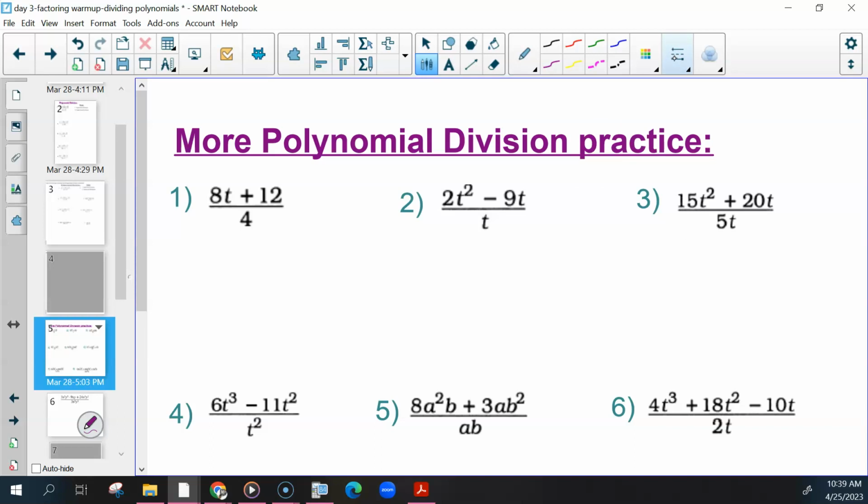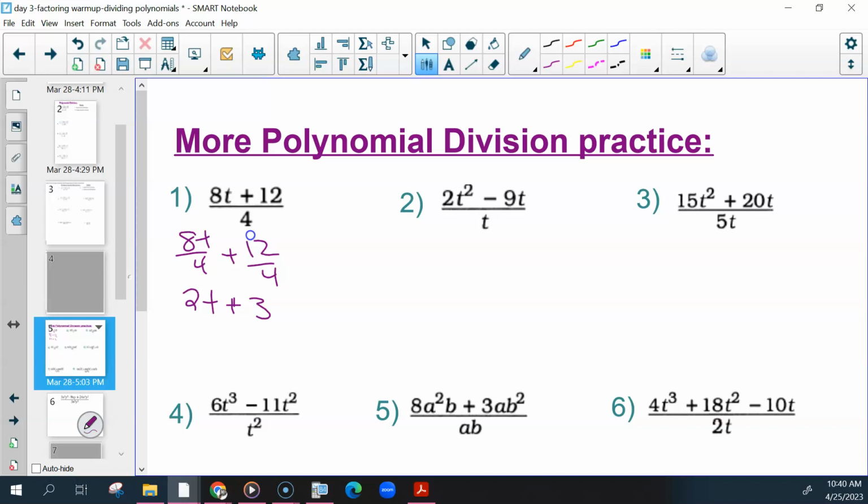So for the first one, you could do this as a splitting method. Whatever it's dividing, split it so it's dividing both separately. And then simplify. What would this be? You could say out loud. 2t plus 3. And that would be your answer.